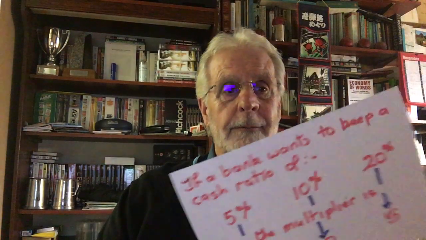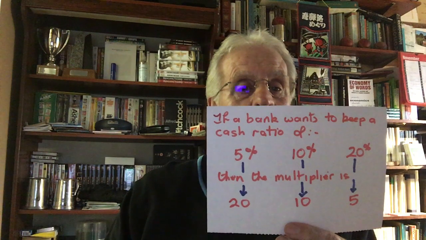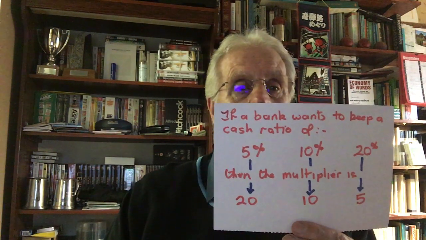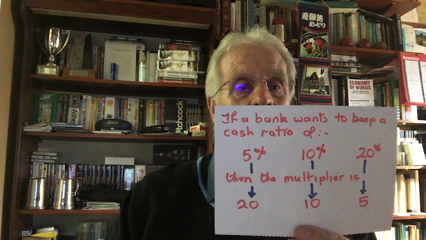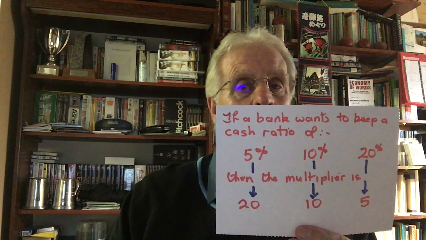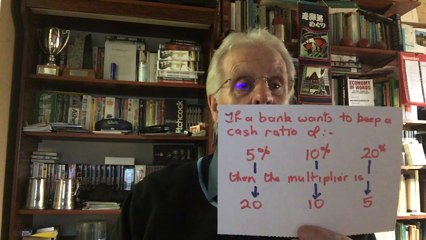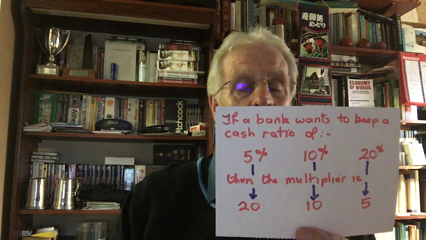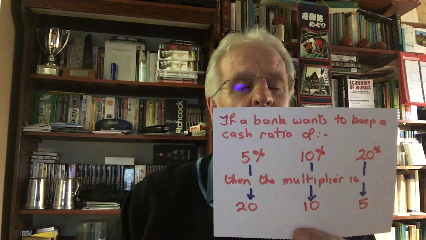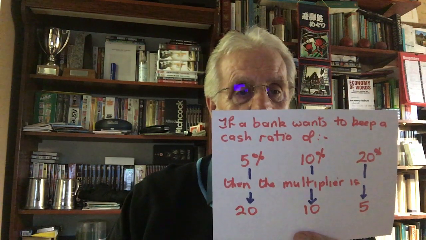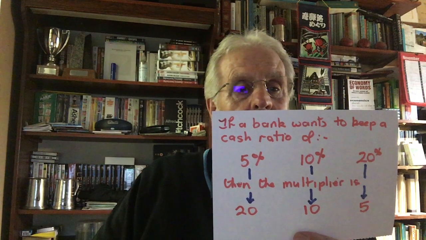Some other numbers for you, just so that you get this one quite clear. Let's think about banks which want to hold 5% of all of their assets in cash. Then the multiplier will be 1 over 5 over 100, which is 20. If they wanted to hold 10%, it would be 1 over 10 over 100, which is 10. If they wanted to hold 20% of all of their assets in cash, it would be 1 over 20 over 100, which is 5.